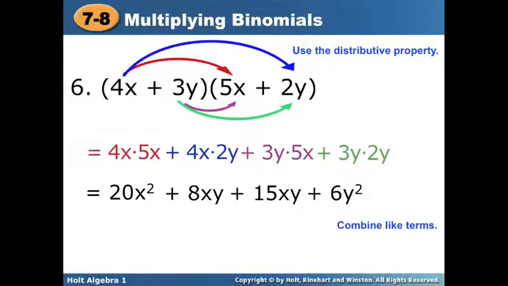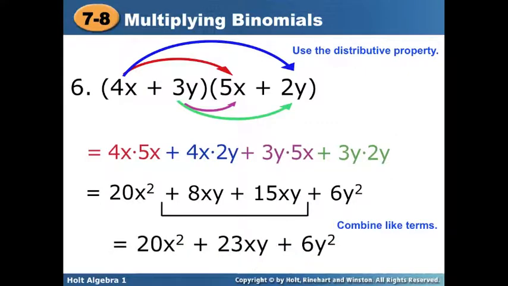Finally, we need to combine like terms. We have an 8xy plus 15xy. Remember, like terms have the same variable with the same exponents. So our final answer is 20x squared plus 23xy plus 6y squared. This is the correct standard form. You will not need to rearrange the terms.